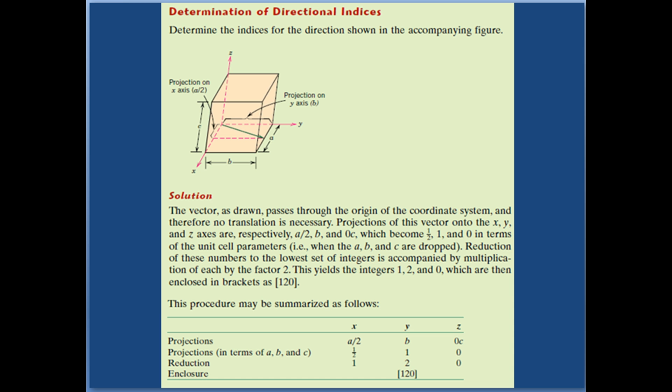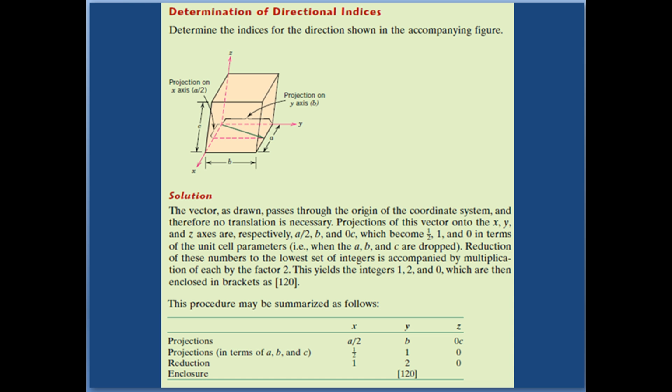In step number 2, the length of the vector projection on each of the three axes is determined. We are going to determine the length of the vector projection on each of the three axes. These are measured in terms of unit cell dimensions, that are a, b and c. This is our second step.